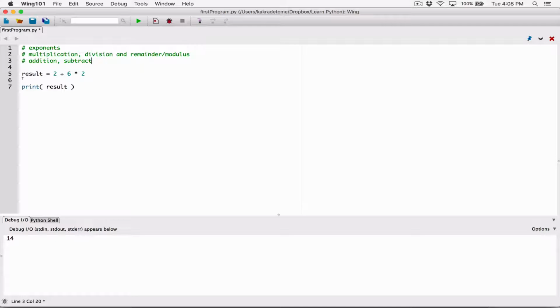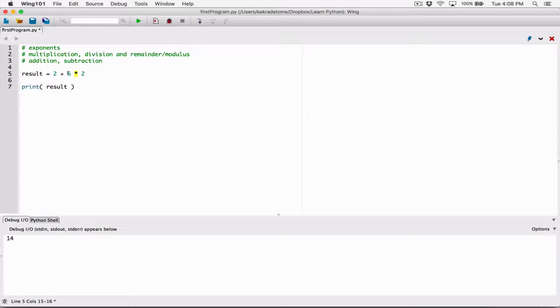So what this means is that when you have a math expression like this, it follows this order of operations. Are there any exponents in here? No, so it skips to the next one. Are there any multiplication, division, or remainder or modulus operators in here? We can see there's a multiplication sign, so it tackles that first. It tackles what's on its left and right, and it tries to multiply.